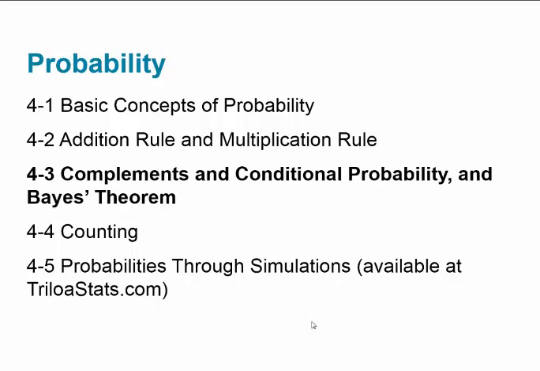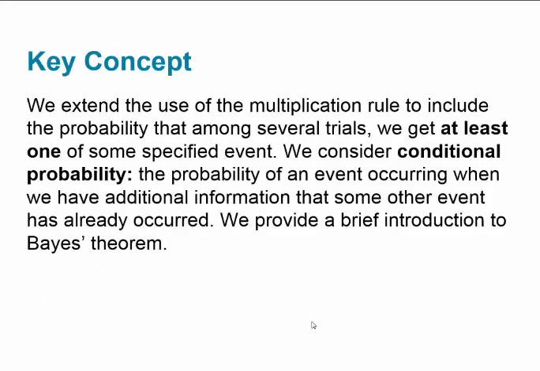So we're going to be talking about complements, conditional probability, and Bayes' theorem in this section. We're going to extend the use of the multiplication rule to include the probability that among several trials we'll get at least one of some specified event. So we consider this to be the conditional probability: the probability of an event occurring when we have additional information that some other event has already occurred. We provide a brief introduction to Bayes' theorem.